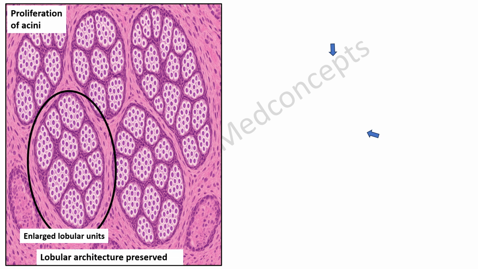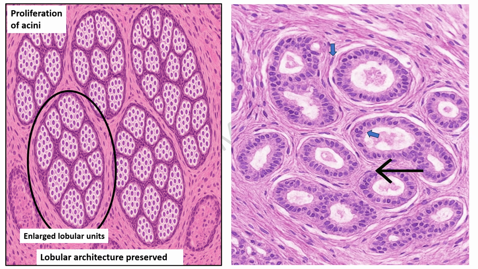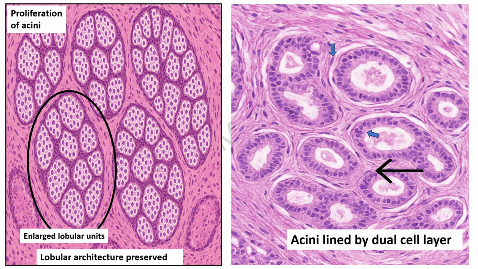This is another picture showing sclerosing adenosis. So there is proliferation of acini within the lobule causing an enlarged lobular unit, as we can see here, and the lobular architecture is preserved. So, the lobulocentric growth pattern is best appreciated under low power. Here we can see the acini are lined by a dual cell layer, inner luminal epithelial cells and outer myoepithelial cells which are flattened or clear, and there will be sclerotic stroma.